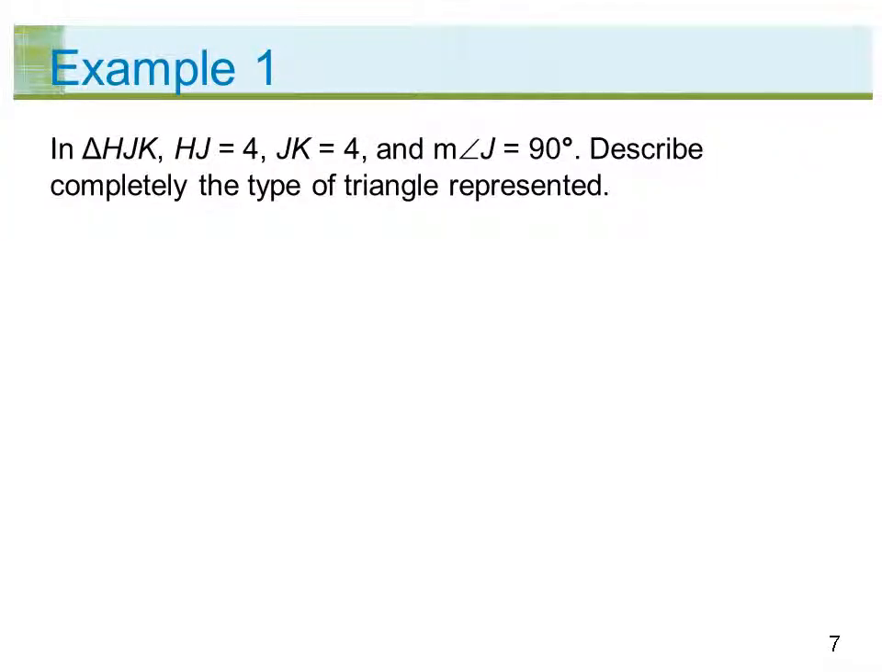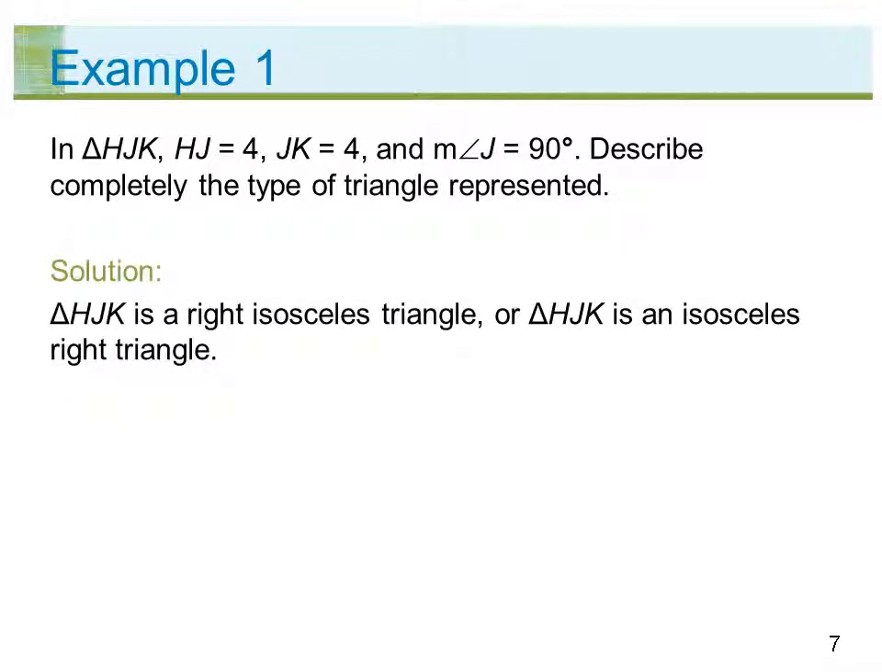In triangle HJK, length HJ equals 4, length JK equals 4, and the measure of angle J equals 90 degrees. Describe completely the type of triangle represented. Solution: triangle HJK is a right isosceles triangle, or triangle HJK is an isosceles right triangle.